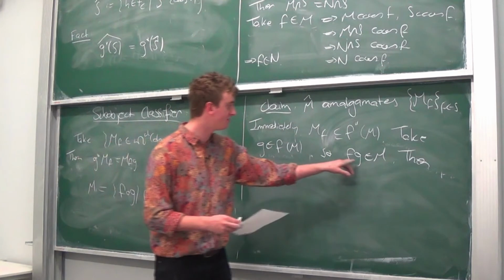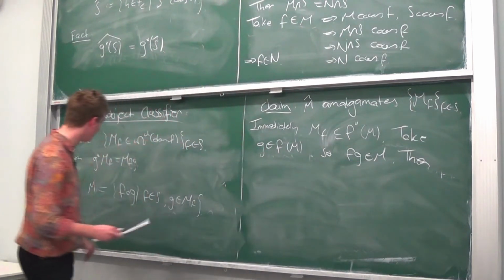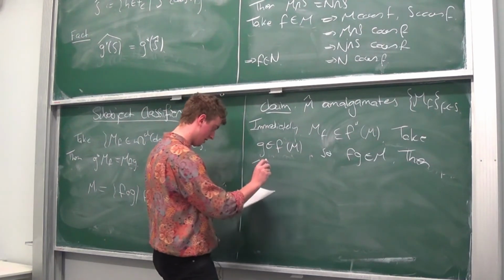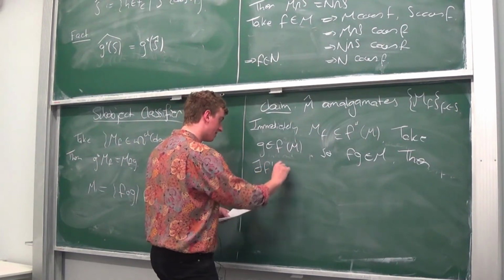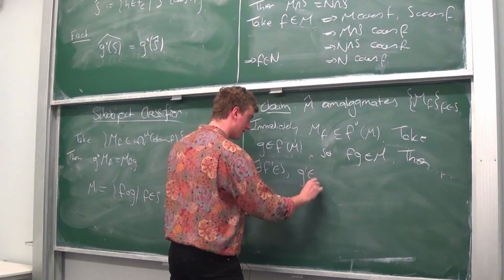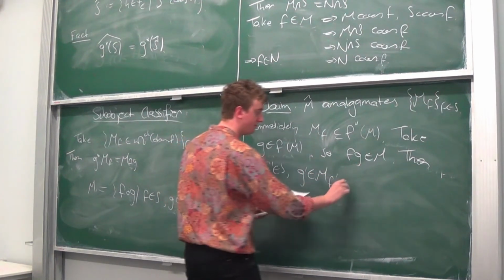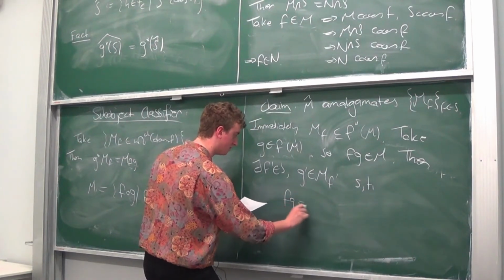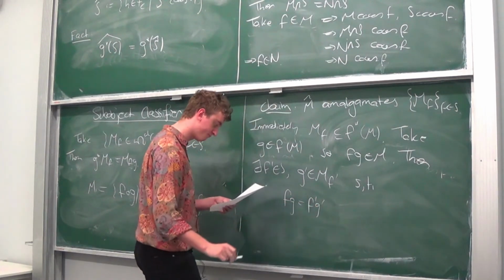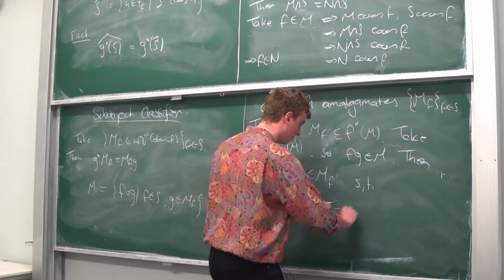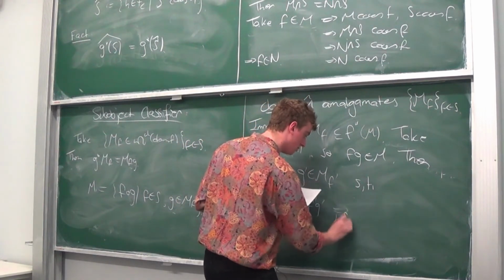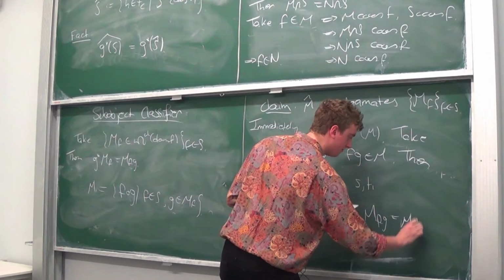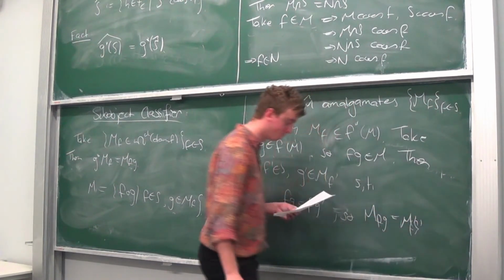Okay, so fg is now in M, but M is given by compositions of this form. So there actually exists some f prime in S and some g prime in M_f prime, such that fg is equal to f prime g prime. And this means that M_fg is equal to M_f prime g prime.